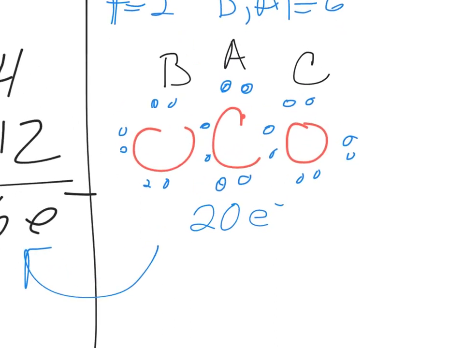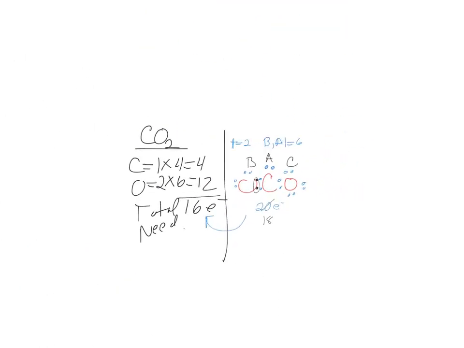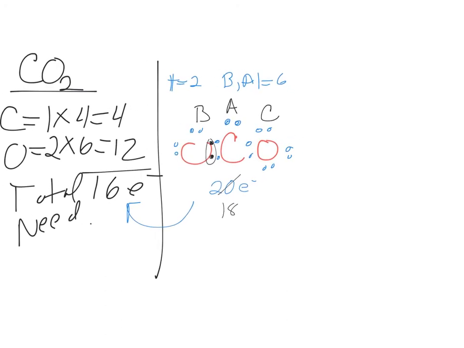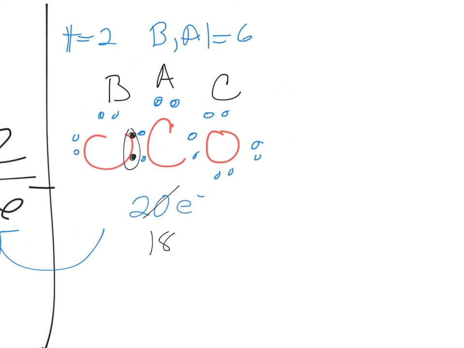I'm going to insert 2 electrons between A and B, and because I inserted 2, I can now remove 4. I can remove 2 from A and 2 from B. That brings me down to having 18 electrons. That's still not the number that I want. I want 16 electrons. Now, I could choose to do it a third time and create a triple bond. I have a double bond now.